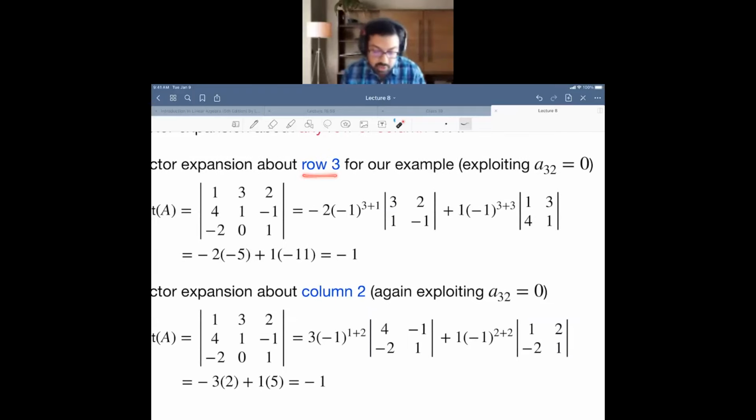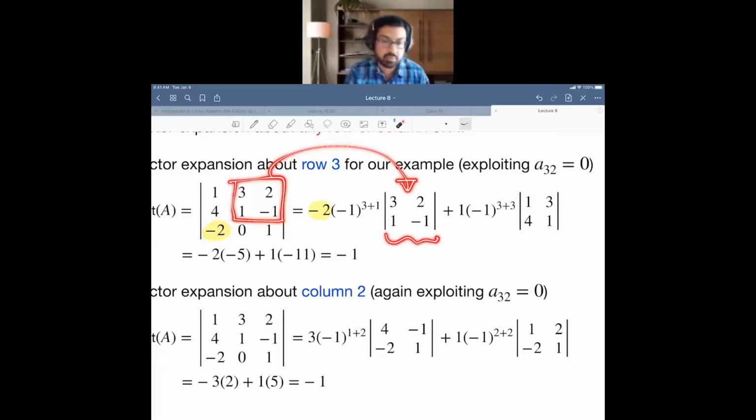This is with respect to row 3. So if this is with respect to row 3, you take the element, then you take the sign. The sign is going to be what? Negative 1, raised to the row number and the column number. What is the row number and column number for this guy? 3 and 1. So you would raise it to 4 in that case. And then you have the determinant of the minor for this. Minor is right there. Determinant of the minor, you are writing it that way.